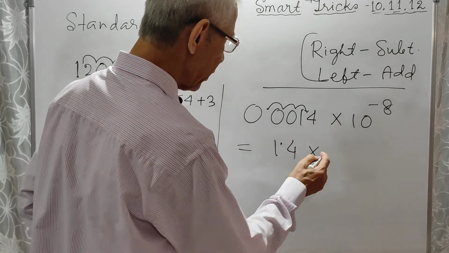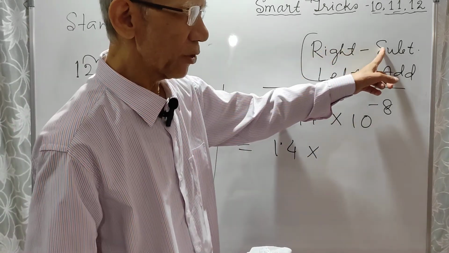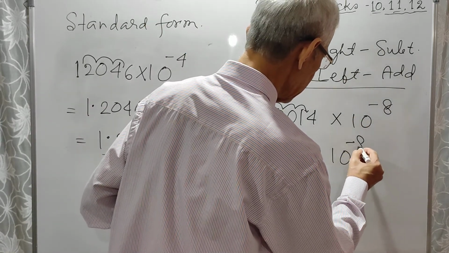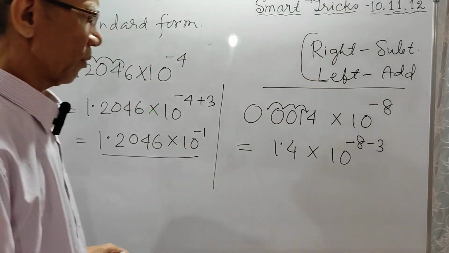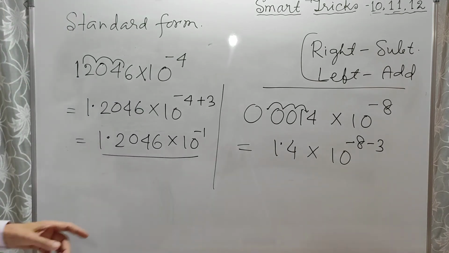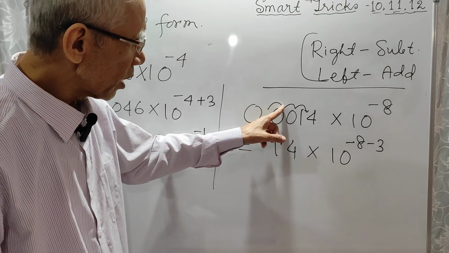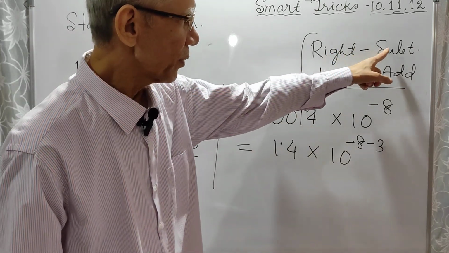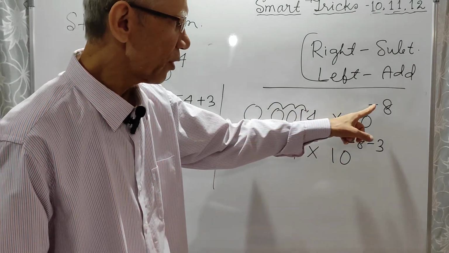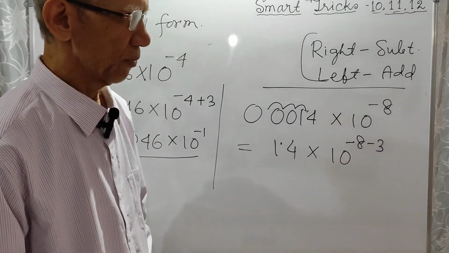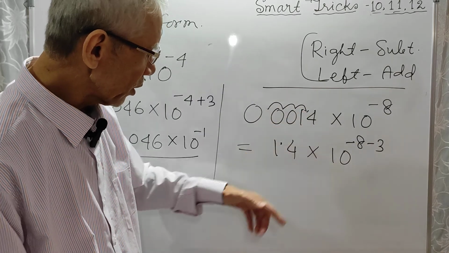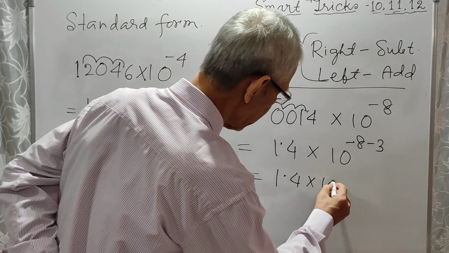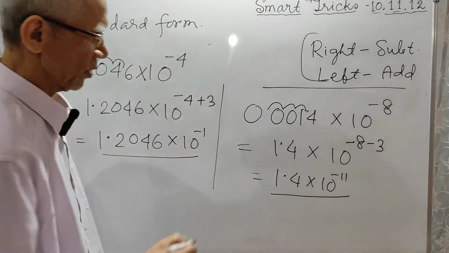Now you have shifted the decimal 3 digits to the right. So you have to subtract 3 from the index. That means 10 to the power minus 8 minus 3. So be very careful. We have shifted the decimal 3 digits to the right. So right subtract. So you must subtract 3 from the index. So minus 8 minus 3. It will become 1.4, and that becomes what? 1.4 into 10 to the power minus 11. So this is the final answer in standard form.